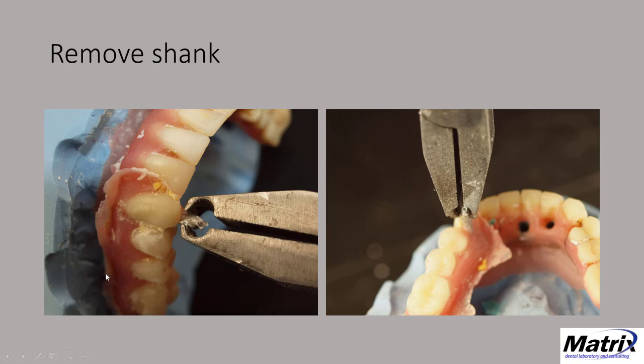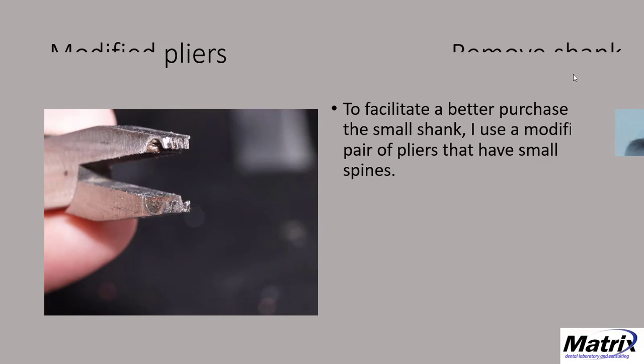But anyways, I'll finish this area off, and in here I'll grab the pin with some specialized pliers that I made for pulling pins from these type of cases. It kind of looks like that. It facilitates a better purchase on a small shank. I modified a pair of pliers. Basically, I just took a disc and cut it like this to give it little fingers, or little spines, so I could grab the shank end.